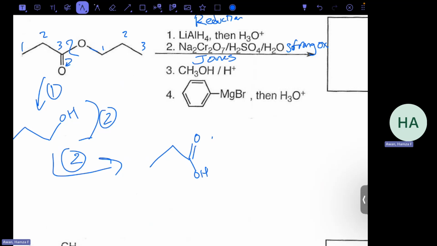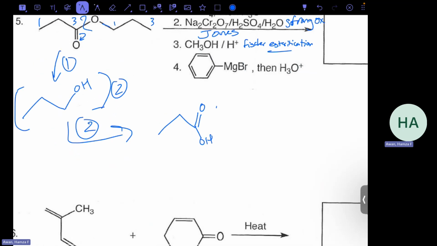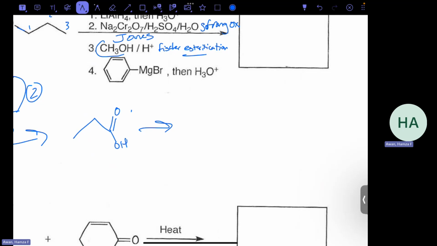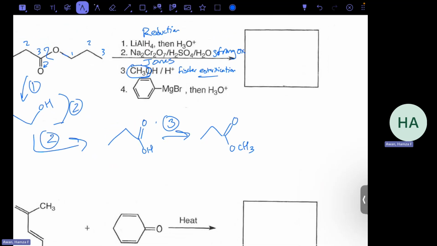Our third step. This is Fischer esterification. And it's in the name, esterification. We want this carboxylic acid to become an ester, right? So whatever we do, it's always just going to be adding this OCH3 group, or OCH2CH3, whatever it may be. It would add that group onto this carboxylic acid and make it an ester. So our step 3 is going to be double bond O with our OCH3, okay? And lastly, we have our Grignard reagent, right?